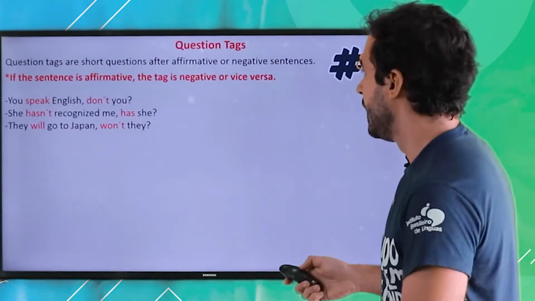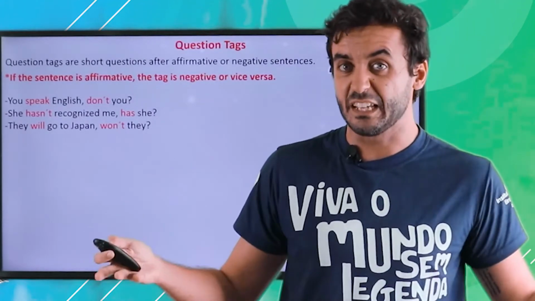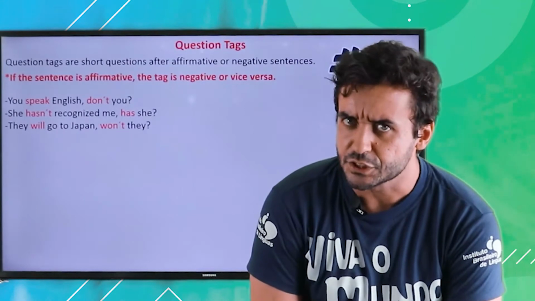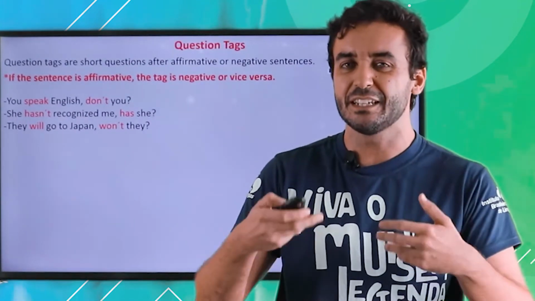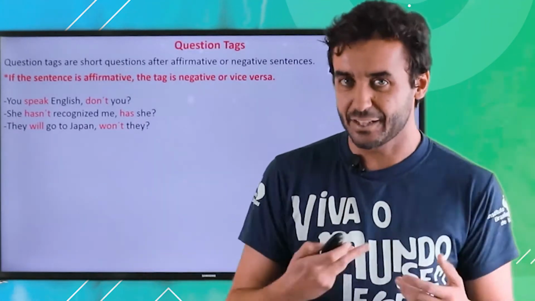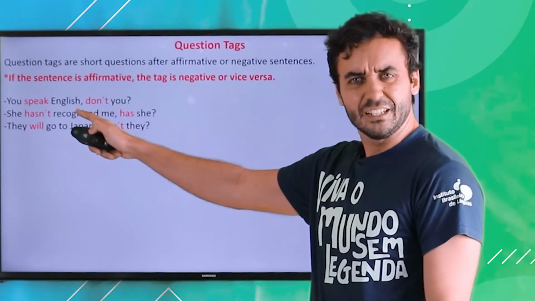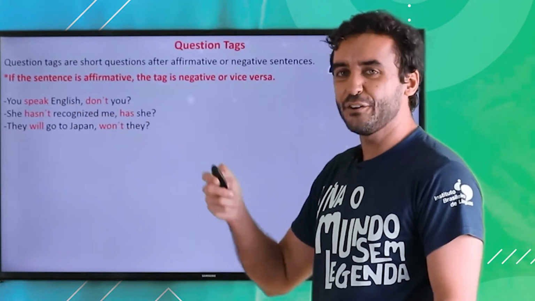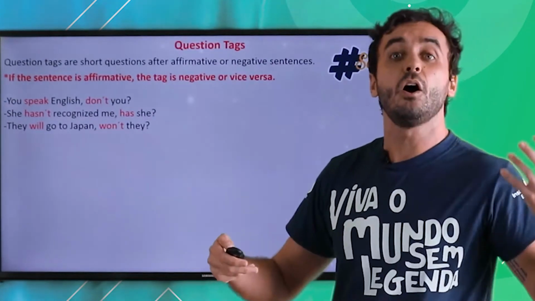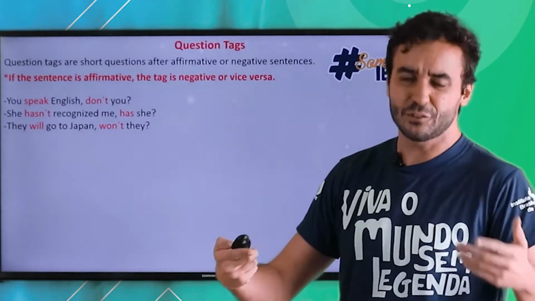So for example, if I want to know if you speak English, okay, I could make a question. I could say, do you speak English, right? But sometimes, especially in a conversation situation, we don't actually make the question. We go like this: you speak English, don't you? Right? So it's a very interesting way of making an affirmative or a negative become automatically a question without making the question, right?